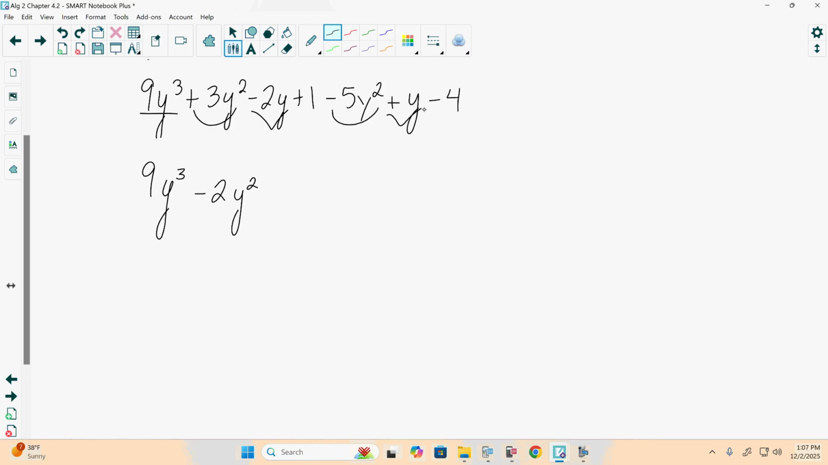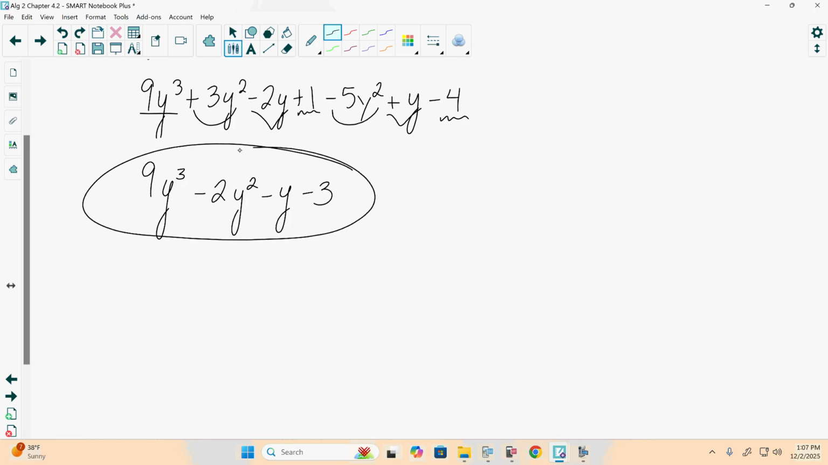Our 2y and positive y would give us negative y. 1 minus 4 would give us negative 3. And that's all we'd really need to do.